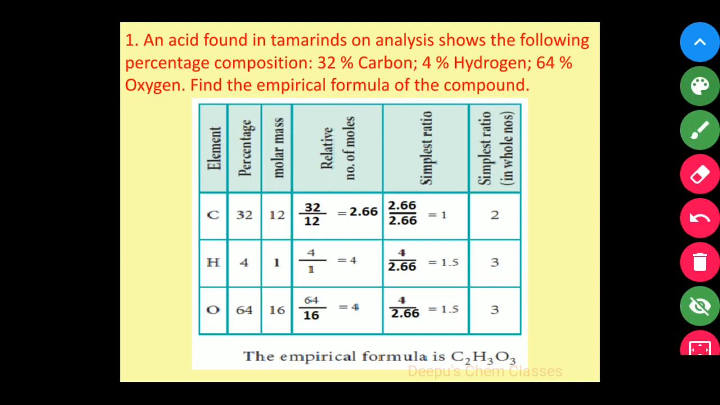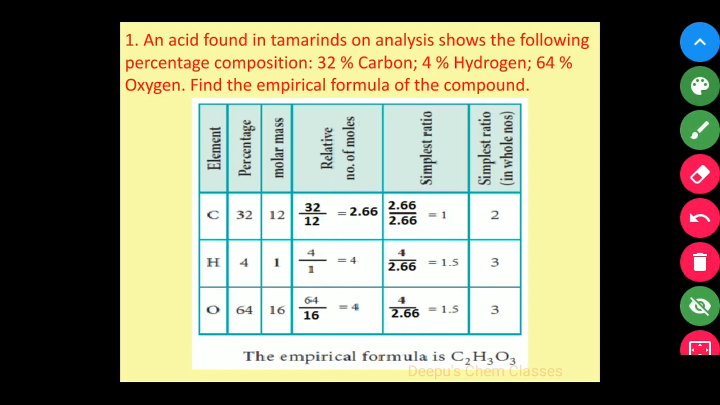So in the next step, we have to divide the given mass by atomic mass, so that we can get the relative number of moles. So for carbon, 32 divided by 12, we can get 2.66 as the relative number of moles. Similarly for hydrogen, given mass is 4, then atomic mass of hydrogen is 1. So 4 divided by 1, we can get 4 as the relative number of moles. Then for oxygen, 64 divided by 16, we can get 4 as the relative number of moles.